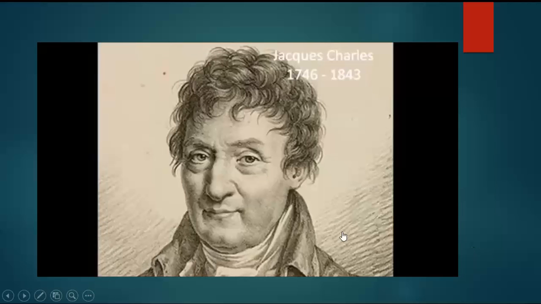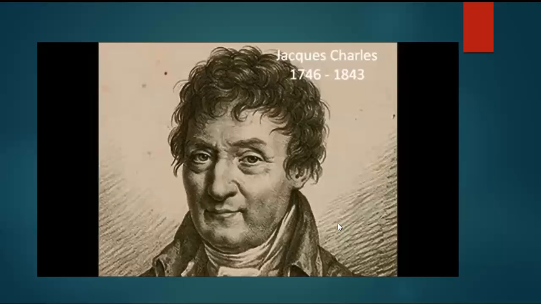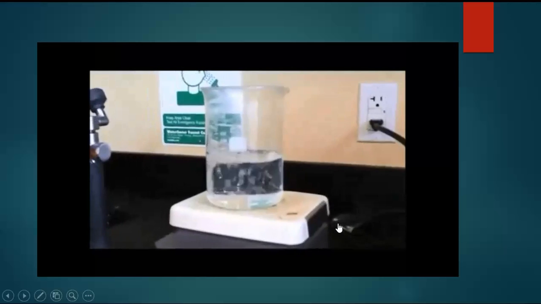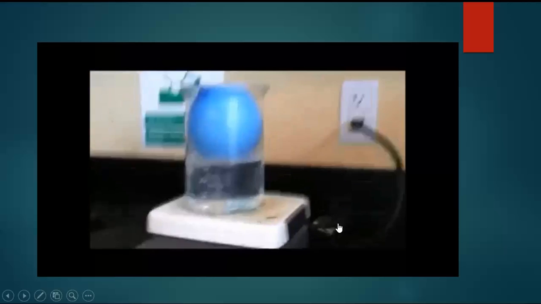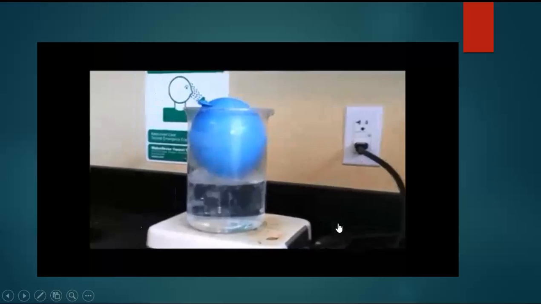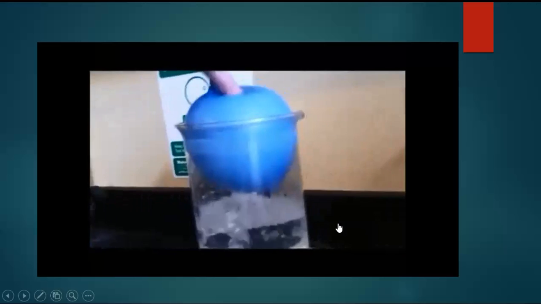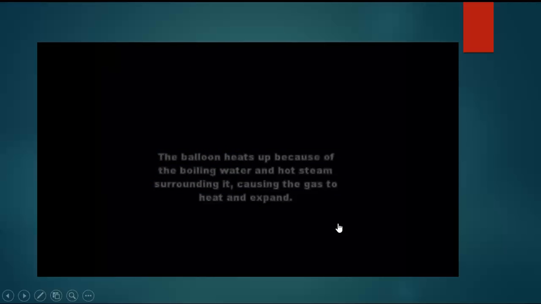All right, so what does this mean practically speaking? Here's Jacques Charles, 1746 to 1843. All right, so we're going to place a balloon in the water. What happens to the size of the balloon? It's getting more voluminous.